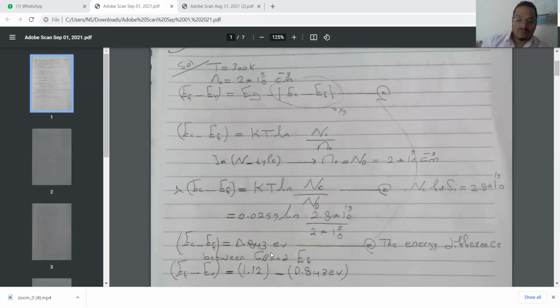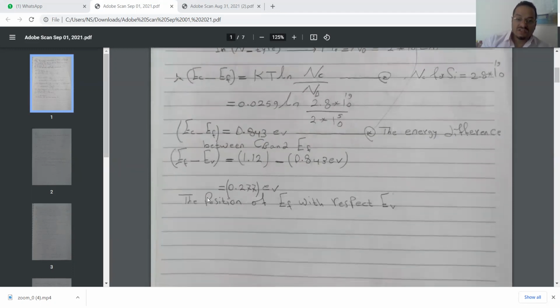After that, we must put this result here to calculate requirement A. That means EF minus EV, the Fermi level minus the valence energy band, equals 0.277 electron volt, the position of the Fermi level with respect to the valence band. Okay.